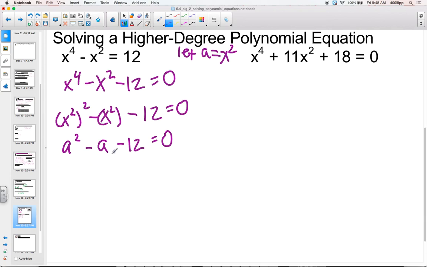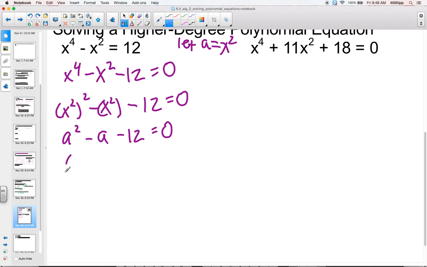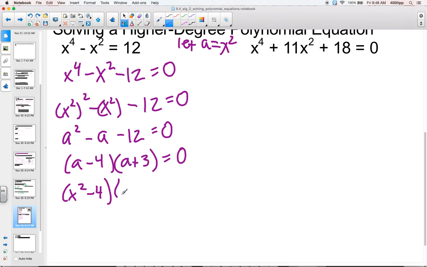So I say what multiplies to negative 12 and adds up to negative 1. That's going to give me an a minus 4 and an a plus 3, because negative 4 times 3 is negative 12, and negative 4 plus 3 is negative 1. Now, before I solve this, I'm going to plug x squared back in. So I have an x squared minus 4 and an x squared plus 3. Now I will make my t-chart and solve.